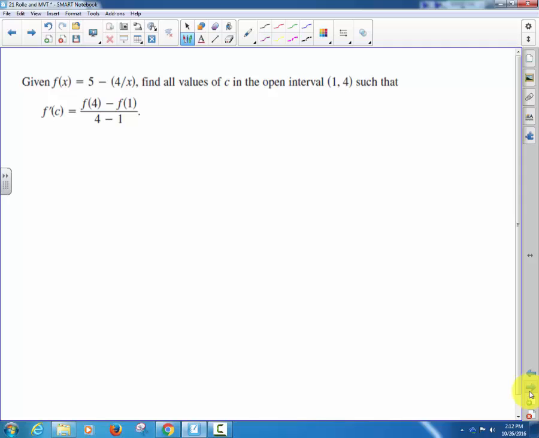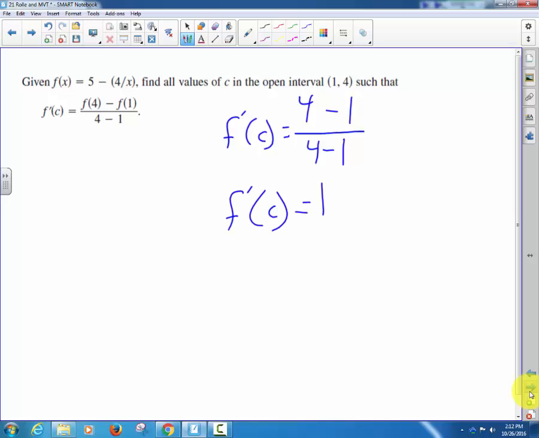What are we asked to do? Right. We're going to put 4 in here. On the right side, we're going to put 4 in and get 5 minus 1. We're going to get 4 out. Minus, we're going to put 1 in, and we're going to get 5 minus 4, which is 1 out, over 4 minus 1. Well, we didn't do anything over on the left side yet. 4 minus 1 over 4 minus 1 is the number 1. So we're supposed to find out where the derivative equals 1.